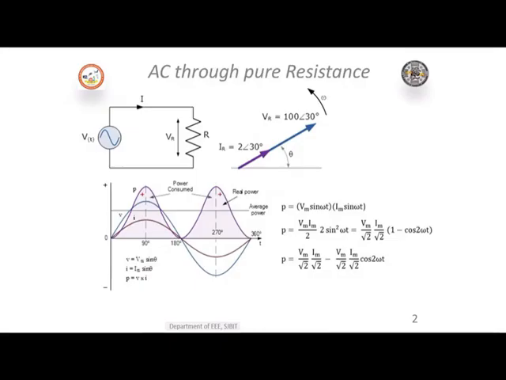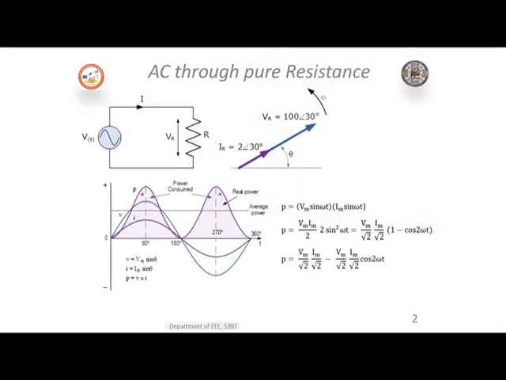Alternating current through a pure resistor. Whenever the alternating current flows through the pure resistor, what all things are going to happen? For that, let us consider a simple circuit which consists of a pure resistor R which is connected across the voltage. So this is the circuit. A simple resistance R which is connected with the voltage.